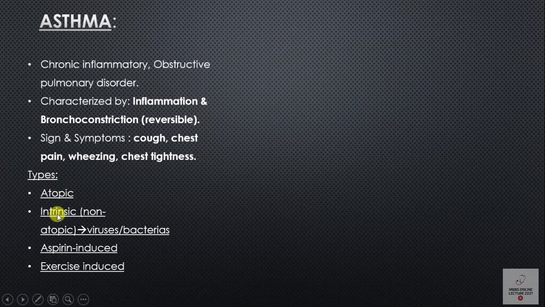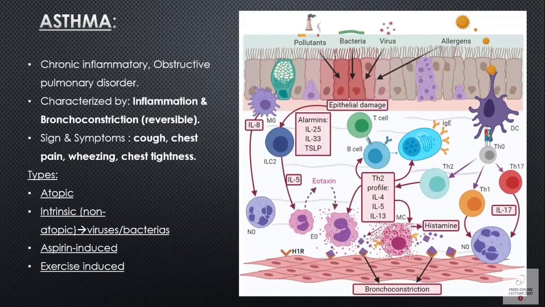The second type is intrinsic asthma, which is non-atopic, does not run in the family, and may be caused by viruses and bacteria. The third one is aspirin induced, and the fourth one is exercise induced. So let's see the pathogenesis of asthma.